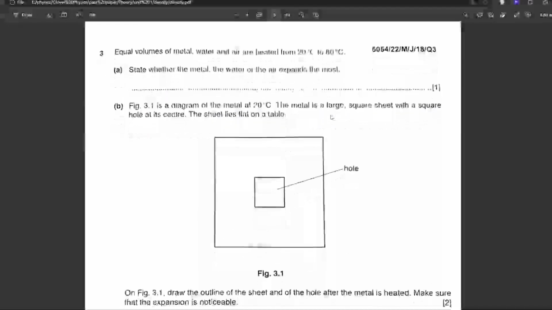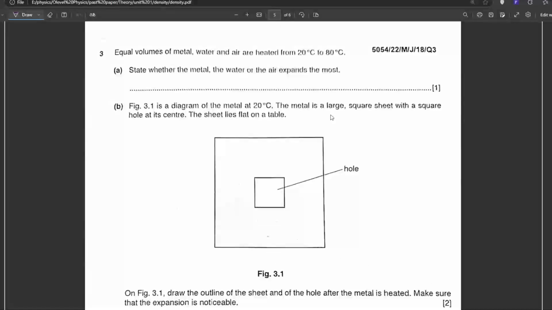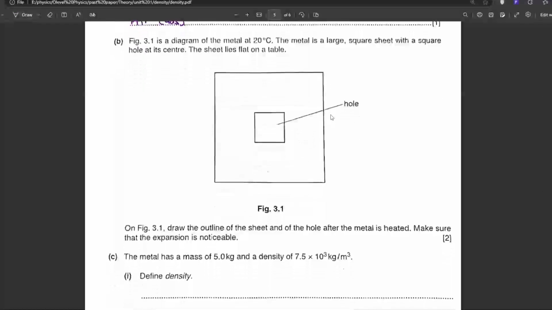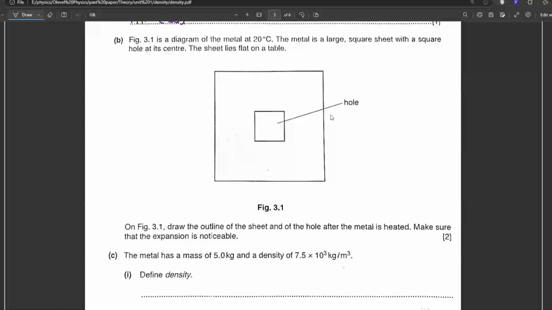Let's further move ahead. Equal volumes of metal, water, and air are heated from 20 degrees centigrade to 80 degrees centigrade. State whether the metal, the water, or the air expands the most. Which will expand the most? Obviously, air, since air is the gas. Gases expand the most.